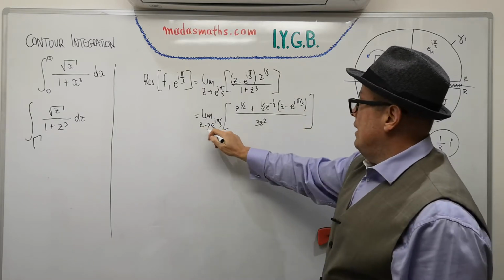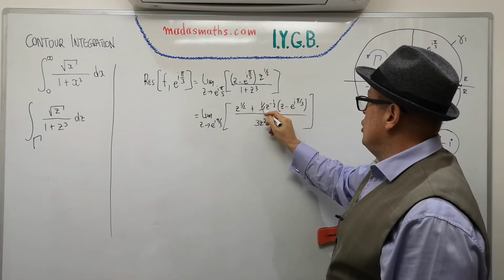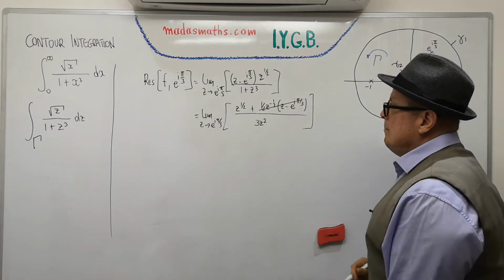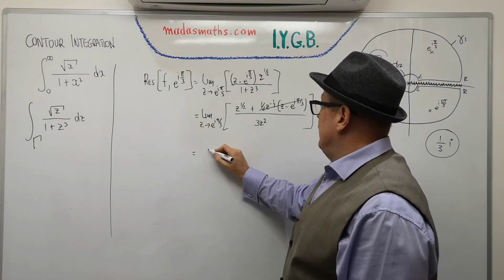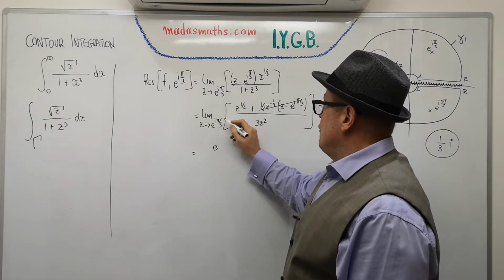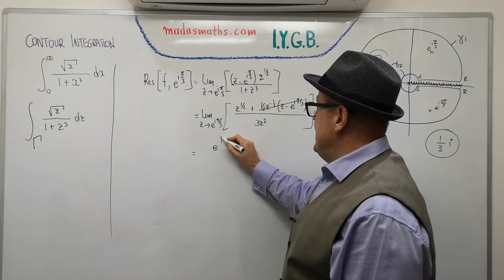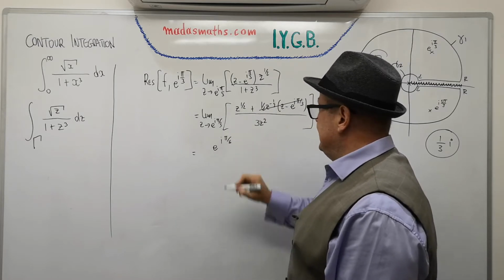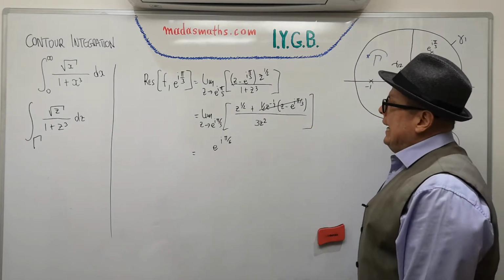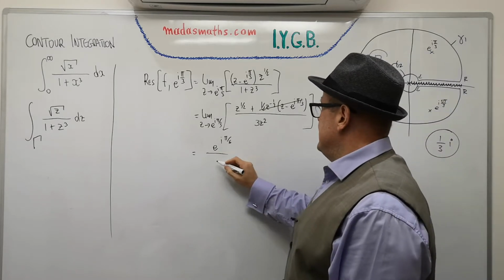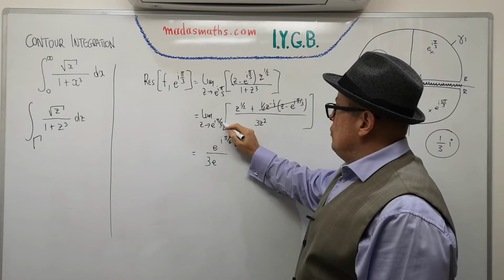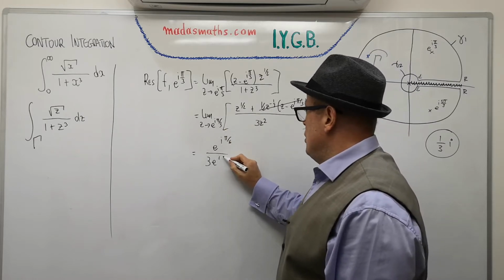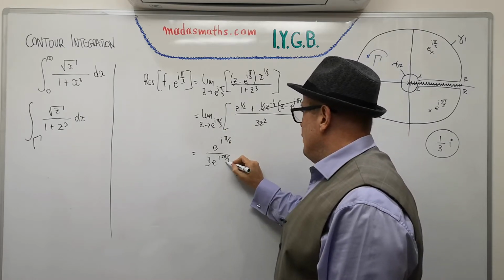So that when it goes into this bracket, this will be gone. I'm going to take the limit. So I'm going to have in there e to the i pi over 3 all to the half. So it's going to be e to the i pi over 6. Okay. And then I'm going to have on the denominator 3 e squared; now e to the i pi over 3 squared is e to the i 2 pi over 3.